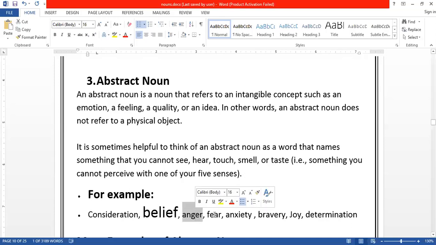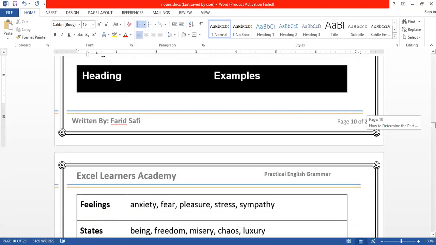Like anger, fear, anxiety, bravery, joy, determination. Clear? All of them, honesty, kindness, clear? All of them are called what? We call them abstract nouns. So how many types of noun have we studied? Three so far: common noun, proper noun, and abstract noun.